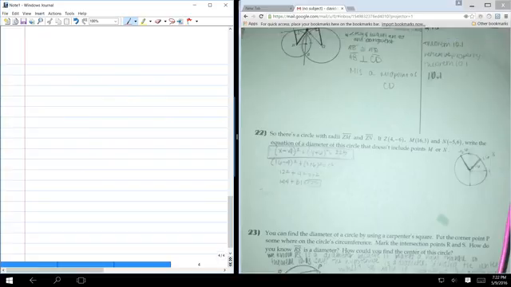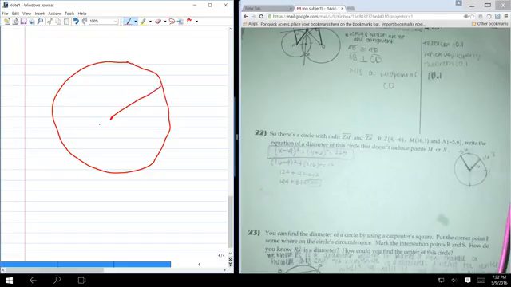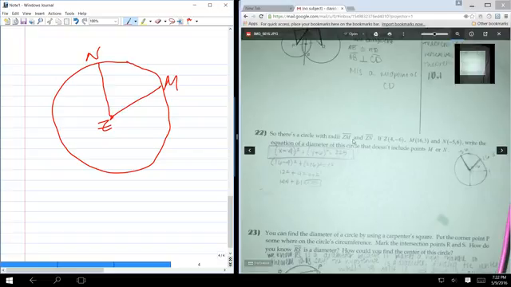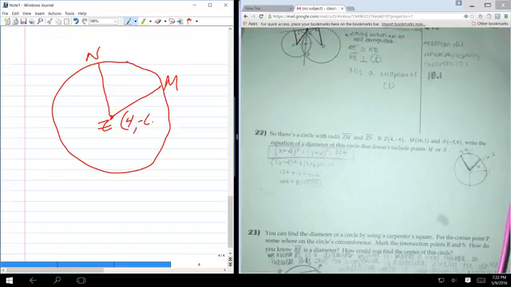So there's a circle. Let me draw it, with radius ZM. That has to be Z, that has to be M, and another radial line that's ZN. I knew Z had to be here because it was used to describe both radii. Z is 4, minus 6, that's the center of the circle. M is 16 comma 3 and N is minus 5 comma 6.